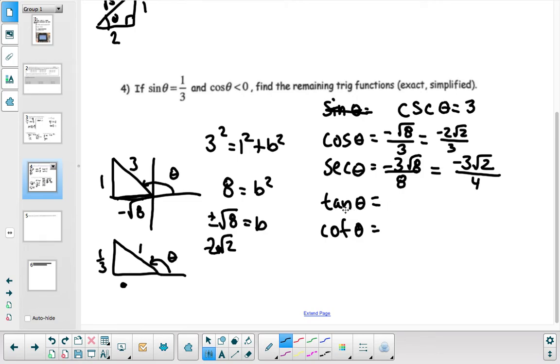Tan of theta is going to be our slope, so 1 over negative root 8, so rationalizing we would get negative root 8 over 8. Again, it simplifies a little bit to this. I would then flip this fraction. We get negative 8 over root 8. And 8 divided by root 8 is negative root 8. Okay.